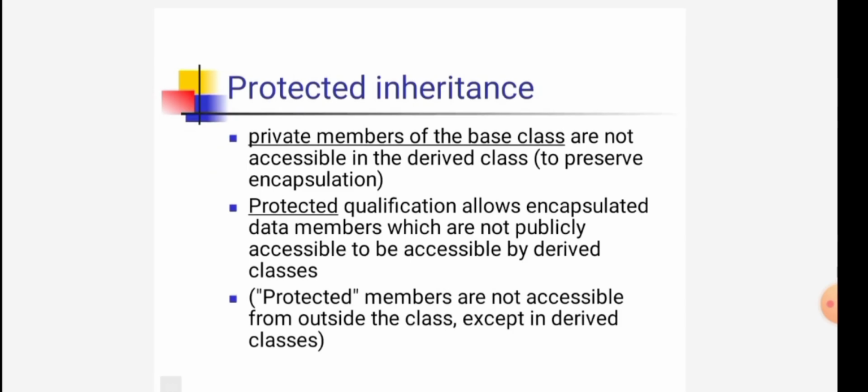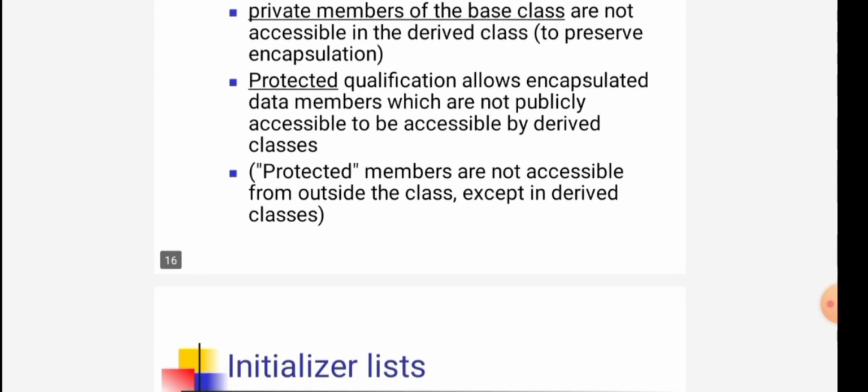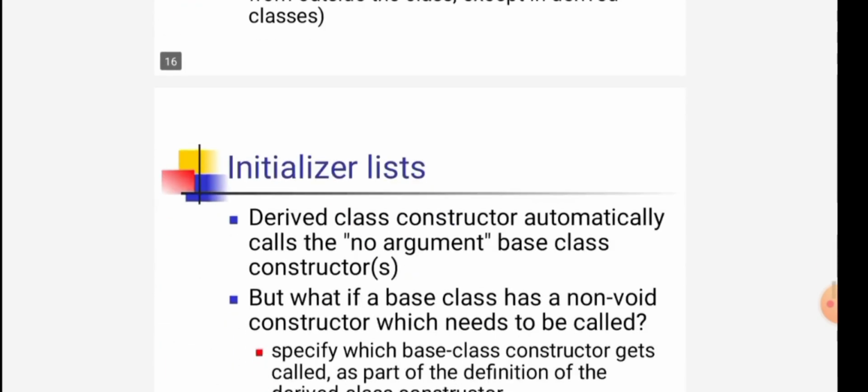Protected inheritance. Private members of the base class aren't accessible in the derived class. The protected qualifier allows encapsulated data members which are not publicly accessible to be accessible by derived classes. Protected members are not accessible from outside the class except in derived classes.